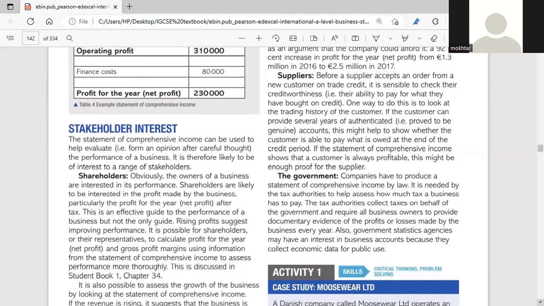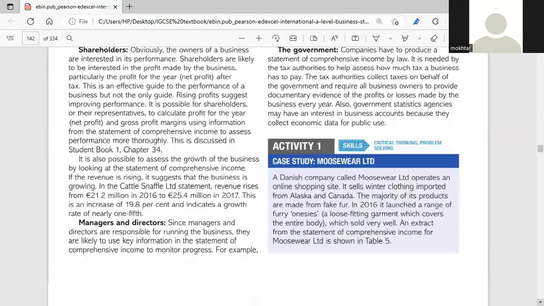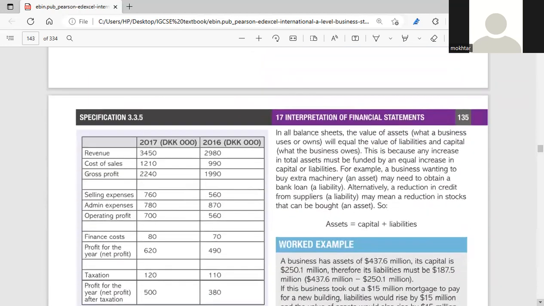For government, you have to pay taxes. We said your profit for the year will be your operating profit minus your finance cost, minus your tax. So before you pay, you have to pay taxes to government. The tax authorities want to be sure that you have given them the right figure, that you have paid the right percentage of tax. So that is why government needs your financial statements. Do you have any question about that?